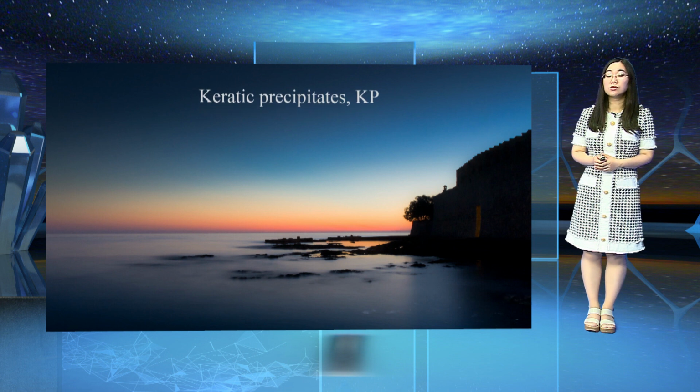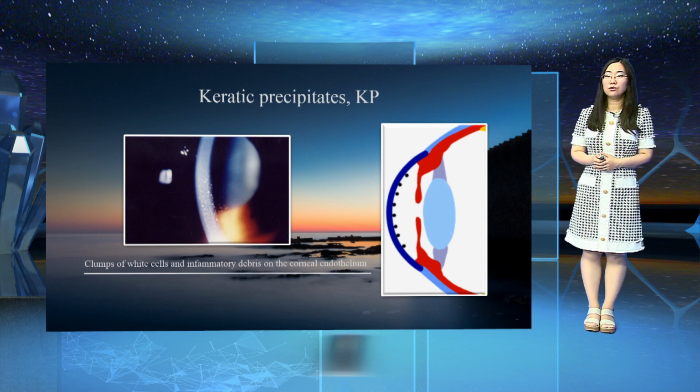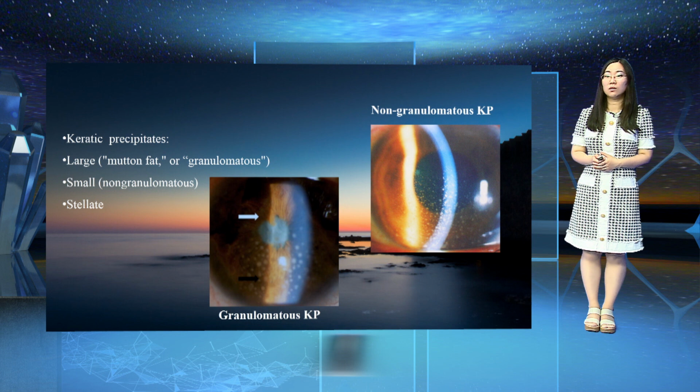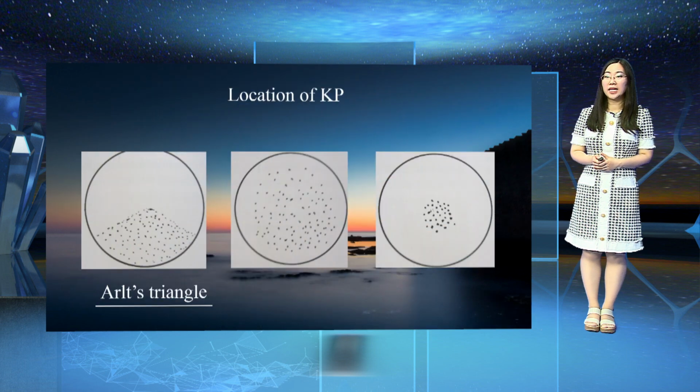Clumps of white cells and inflammatory fibers are usually evident on the corneal endothelium. In patients with active inflammation, we name these KP, characteristic of uveitis. KP may be large, small, or mutton-fat. KP may be granulomatous or non-granulomatous, depending on different causes. KPs are usually located inferiorly in a wedge-shaped region known as Arlt's triangle.